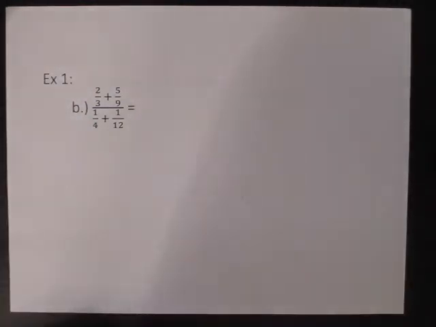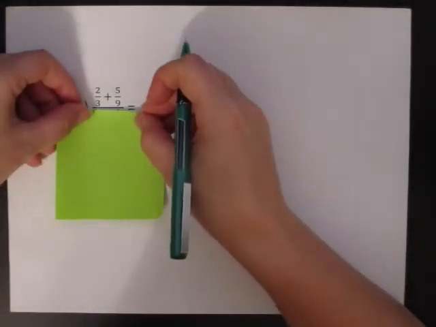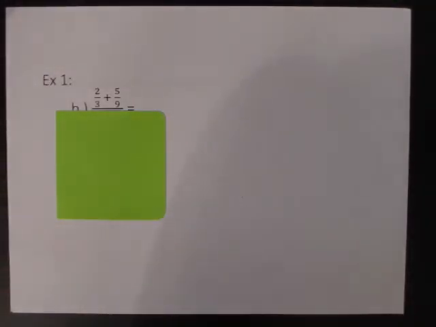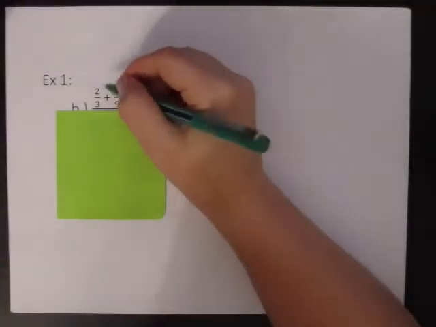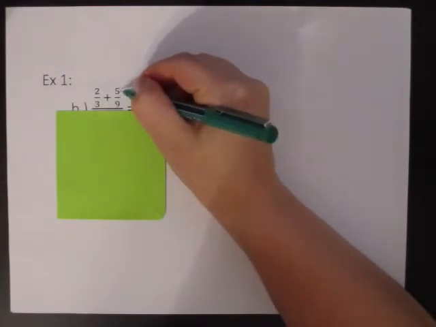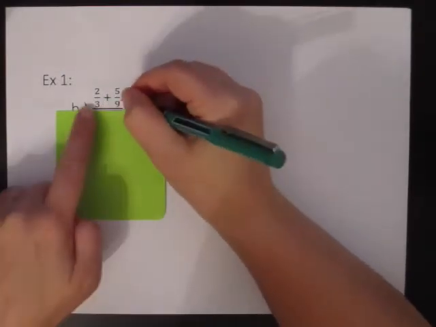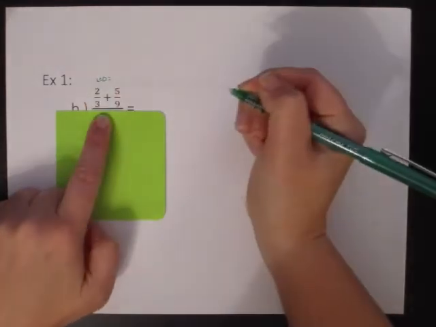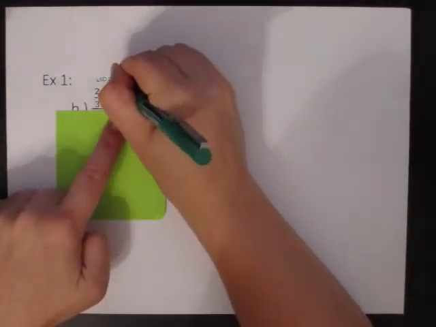So step 1 is we have to simplify my numerator. So first thing I want to do is I want to cover up my denominator with the sticky tack, or sticky note. So I've got 2 over 3 plus 5 over 9. I look at my denominators, they're not the same, so I have to find my LCD. LCD of 3 and 9 is going to be 9.